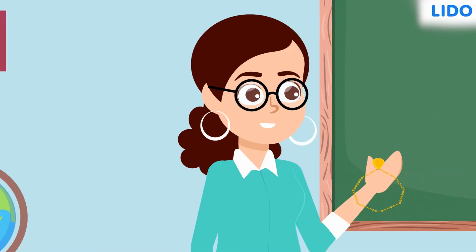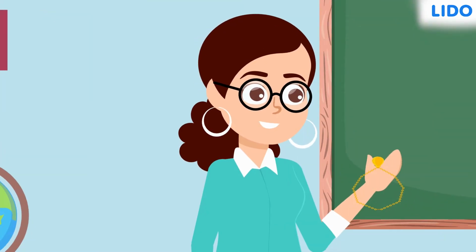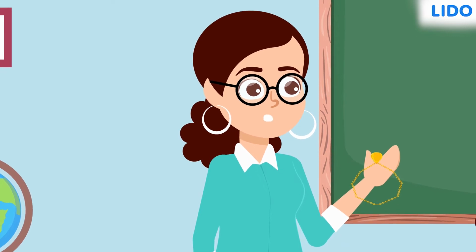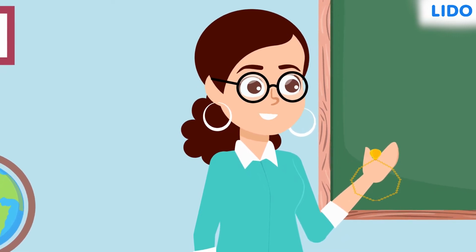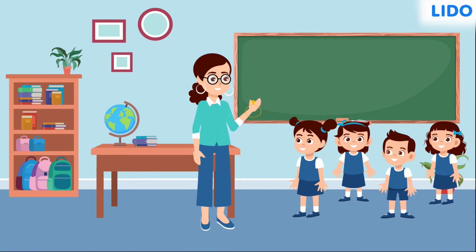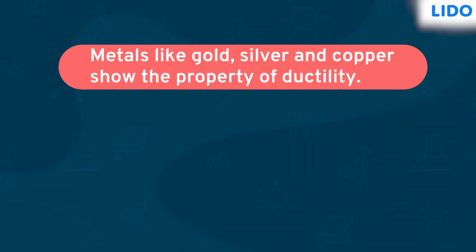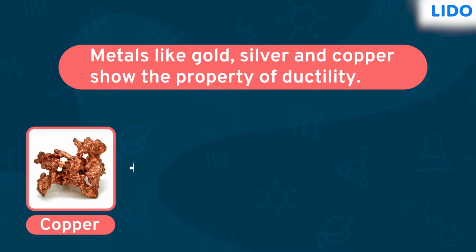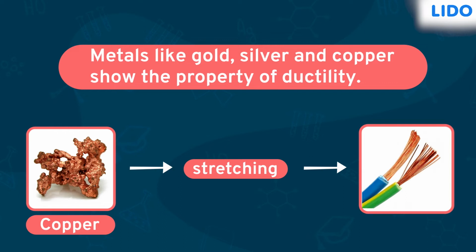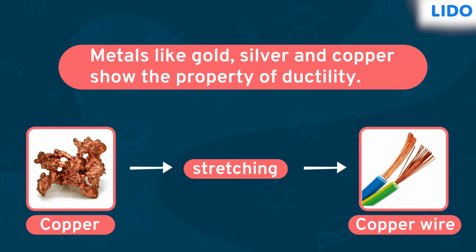Then the teacher asked all the students whether they knew why the goldsmith is able to turn gold metal into a chain. No one had any answer. Then the teacher explained that metals like gold, silver and copper show the property of ductility. It is the property by which metals can be drawn into thin wires without breaking.